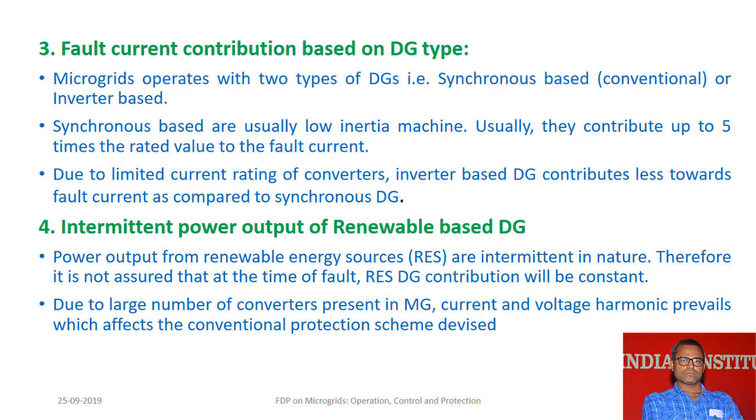Due to the large number of converters present in the microgrid, current and voltage harmonics prevail, which affects the conventional protection scheme. Harmonics play a very important role. Because of the harmonics, sometimes large magnitudes of current are seen by the relay as a fault current, right?